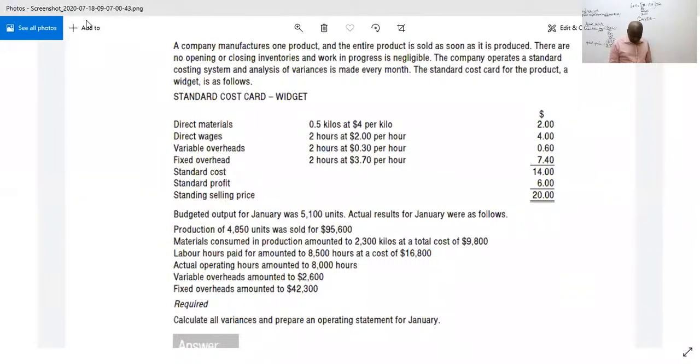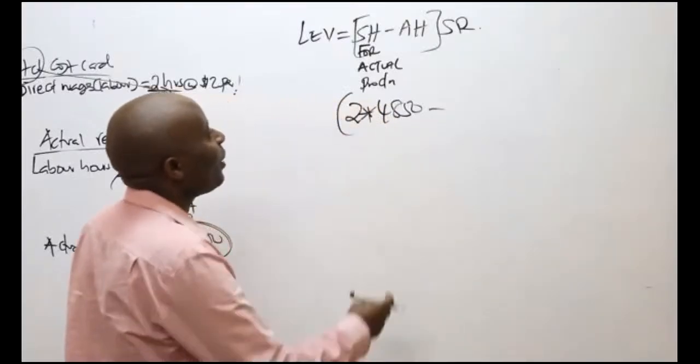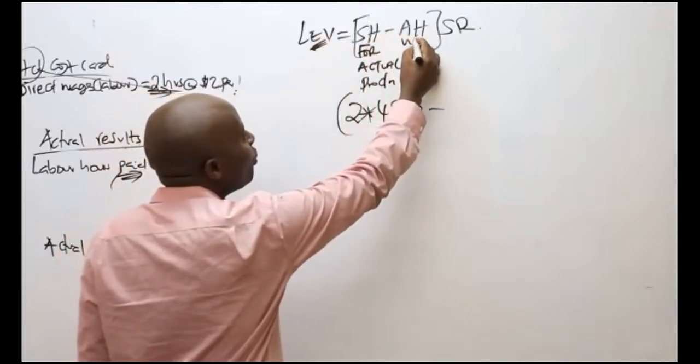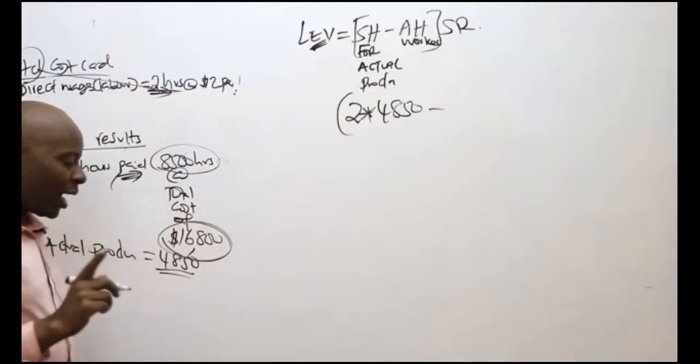8,000 hours. How many of them are saying 8,000? Majority. Thank you very much, ladies and gentlemen. Remember that for efficiency, hours are supposed to be the hours worked, not hours paid, hours worked.